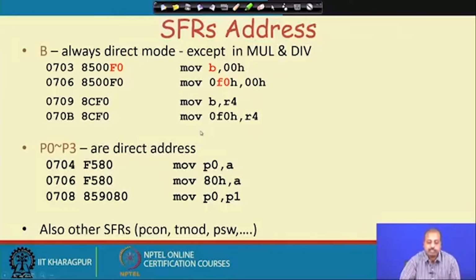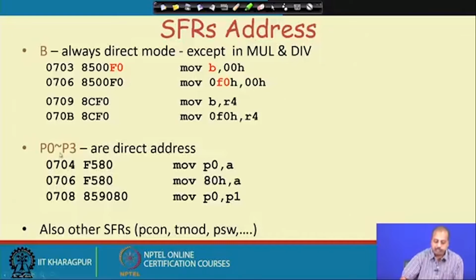Some other special function register like the B register can always be used in direct mode, excepting in the multiplication and division operations. These two instructions can be used separately. So, MOV B, 00 hex has the code 8500F0, then MOV 0F0, 00 is also the same instruction with the same meaning, but they can have different formats. The B is coded as F0, so that F0 comes here. So, two instructions having the same meaning.